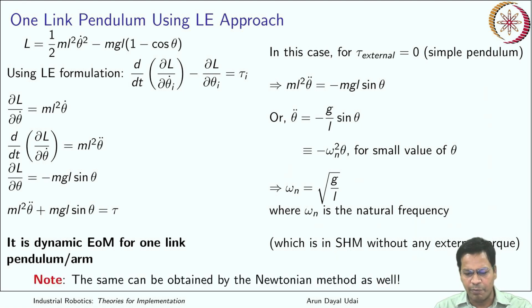The same can be obtained using the Newtonian method as well. If you create a torque balance equation, draw an isolated free body diagram of the pendulum, you can get to the same equation. Because it is a single degree of freedom system with one link, you can think of that. Otherwise it is very difficult if it is more than one link. Sometimes you can treat as much as 2 links maybe. In the next class we'll treat a 2 link system using a similar approach, that is the Lagrange-Euler approach.